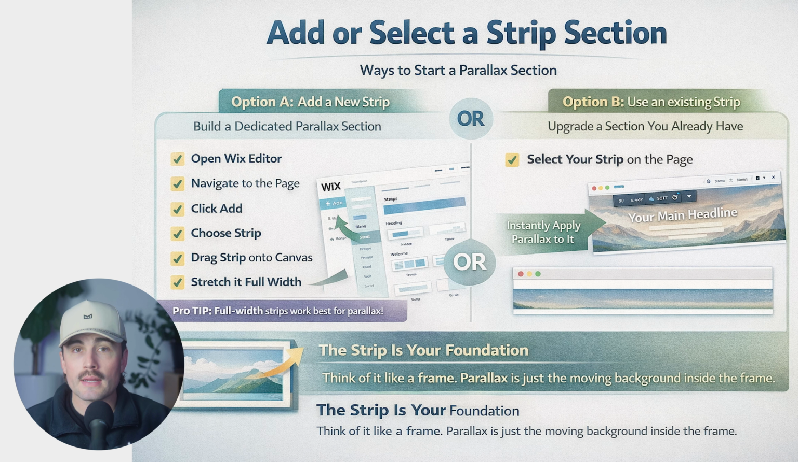2, add or select a strip section. So parallax works best on strips. So this is where we start. You have two choices. Option A, add a new strip. This is perfect if you want a clean slate and a dedicated parallax section.